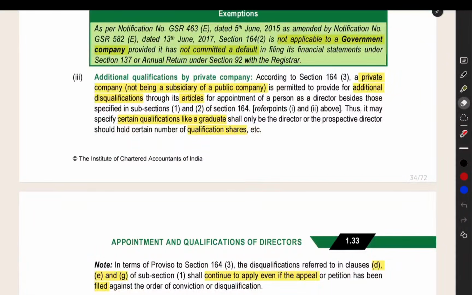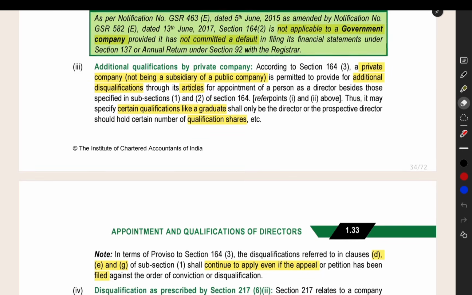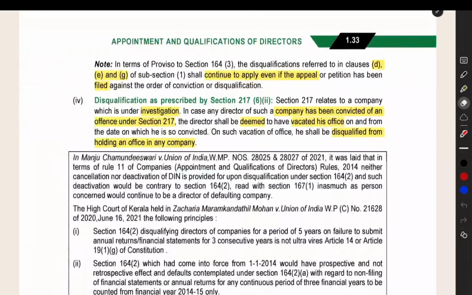Additional qualification by a private company. If you are going to become a director of a private company, such private company in their articles of association may mention such other conditions also which you should satisfy. For example, only a graduate can be appointed as a director. If you are going to be appointed, you need to hold this much amount of shares. So this kind of additional qualification may be imposed by the articles of association of a private company also.